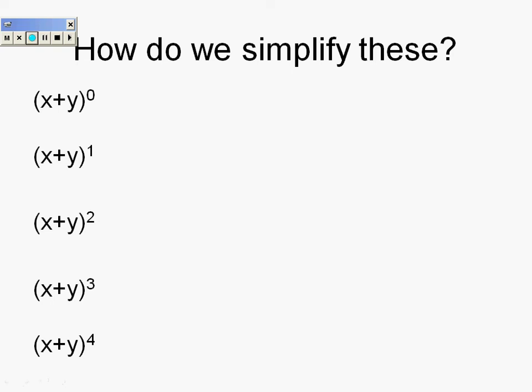Now, x plus y to the second, we'd have to do a little math for that, so you might not know it right off the top of your head. But how would you do it if you wanted to go about doing it? X plus y times x plus y, and that's a FOIL problem. Like you have to use the FOIL method or the box method, right?